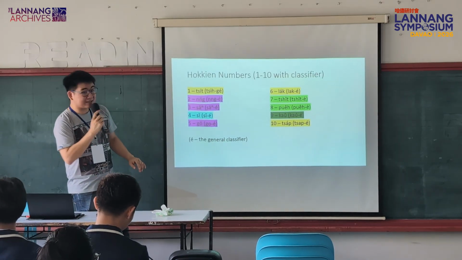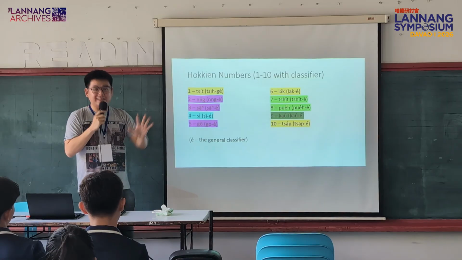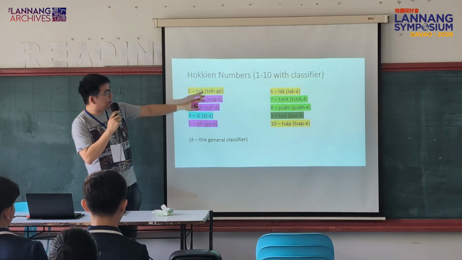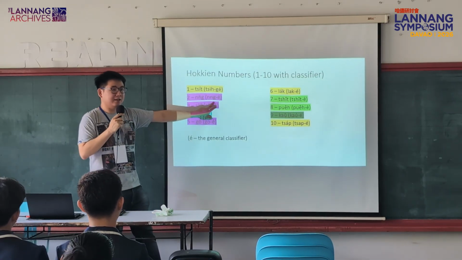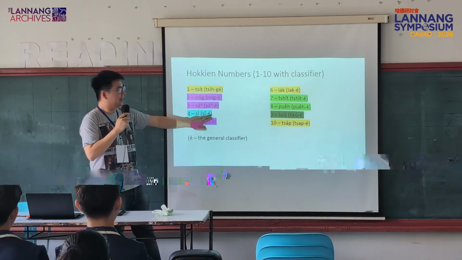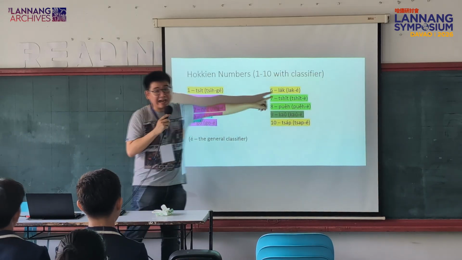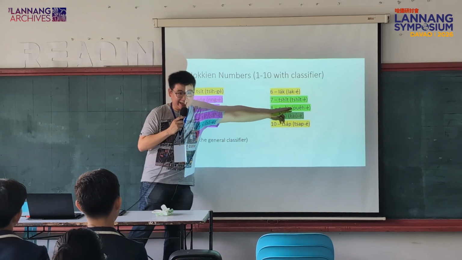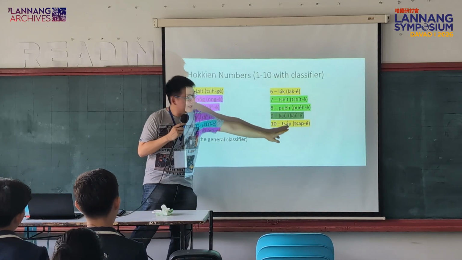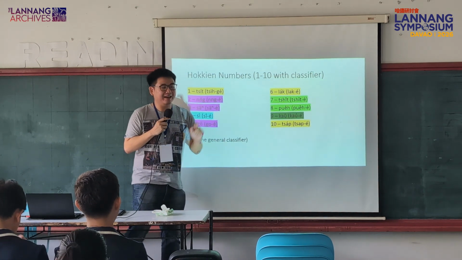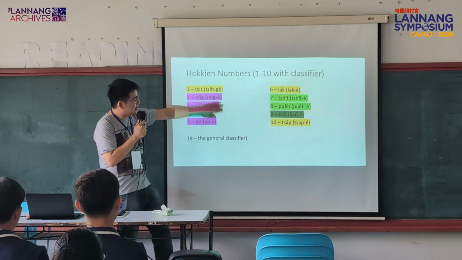Okay, so let's try reading the numbers 1 to 10 with the classifier. Let's start with the first one. Repeat after me. Sige. Noge. Sae. Siye. Goe. Lake. Chiete. Quệ. Gaoe. Zape. Okay, again, faster this time. Sige. Noge. Sae.